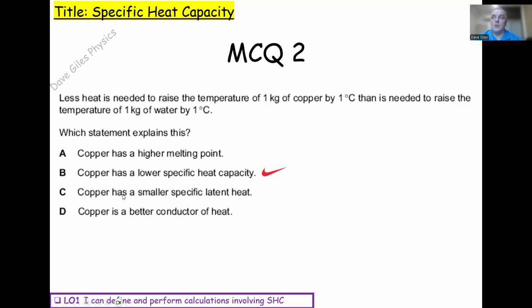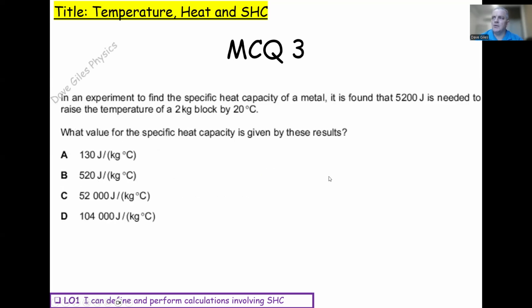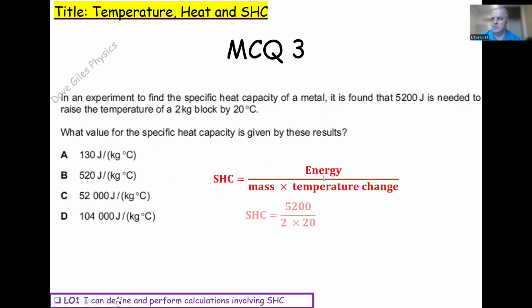Quick note here, this is from an older exam paper, so you don't need to know about latent heat, so this probably wouldn't come up on the modern exam. Finally, number 3, paper 2 question. Again, it's just another one where you plug in the numbers and you get 130. And you can see the way they've written it here, joules / brackets, kilogram, degree Celsius, close brackets.